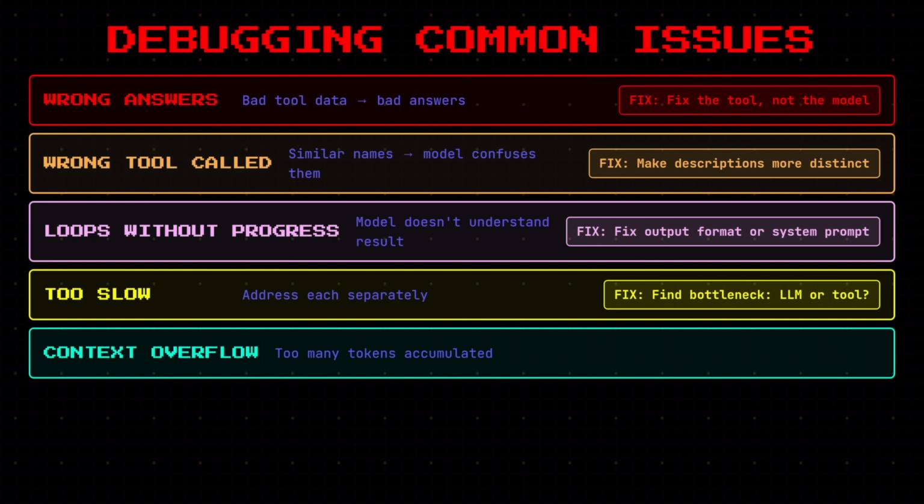Context window overflow. Long conversations with many tool calls stack up tokens fast. Add compression, summarize old turns rather than including them verbatim, or cap the number of past turns included in the context.